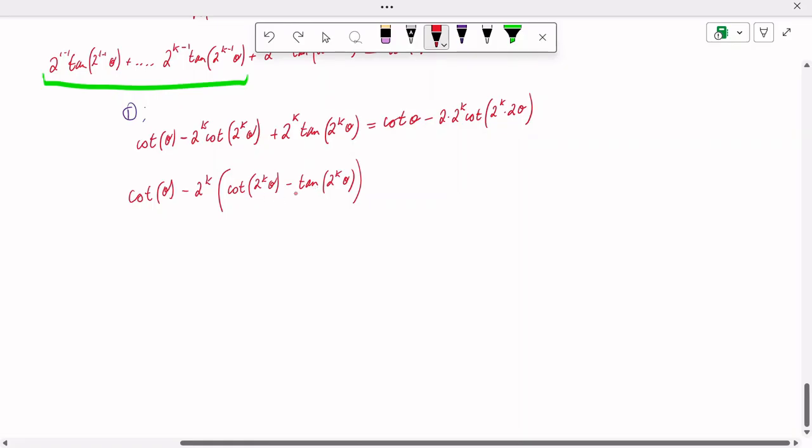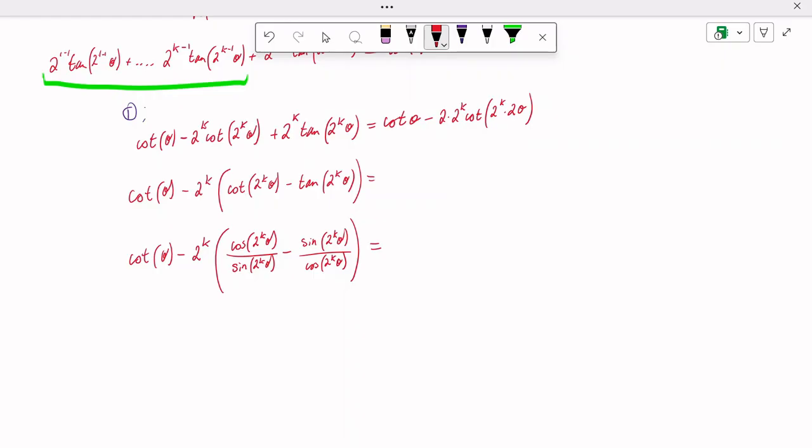Now within this, I'm going to see if there's something I can do. Maybe I'm going to express my cot and my tan as my cos over sine minus my sine over cos, all still equals my right hand side.